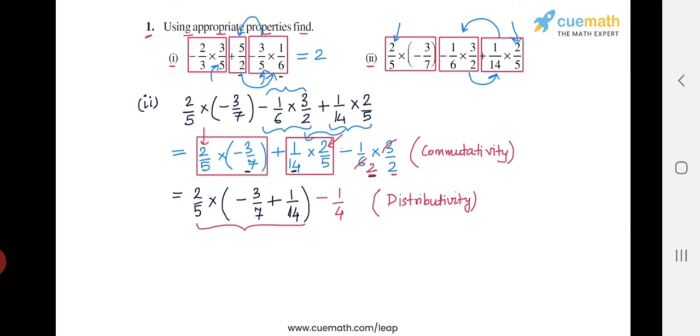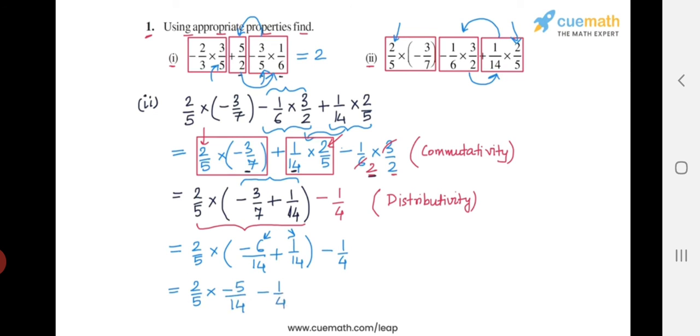Okay, now what we need to do is combine these two terms, minus 3 by 7 plus 1 by 14. So that's easy to do. Let's take the LCM. 7 and 14 have an LCM of 14, so we will get minus 3 by 7 as minus 6 by 14, and then we have plus 1 by 14, and then we have this term minus 1 by 4. Now minus 6 plus 1 is minus 5, so we get 2 by 5 into minus 5 by 14, and then we have minus 1 by 4.